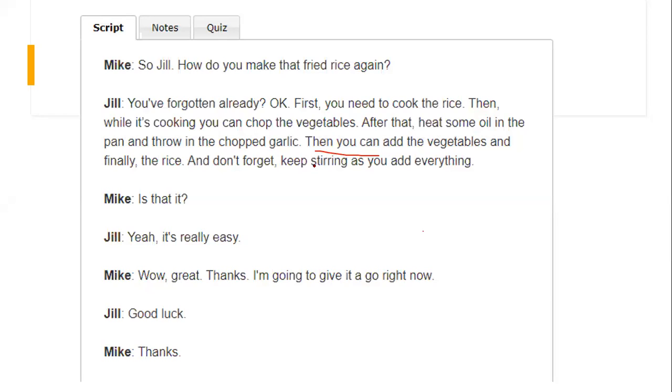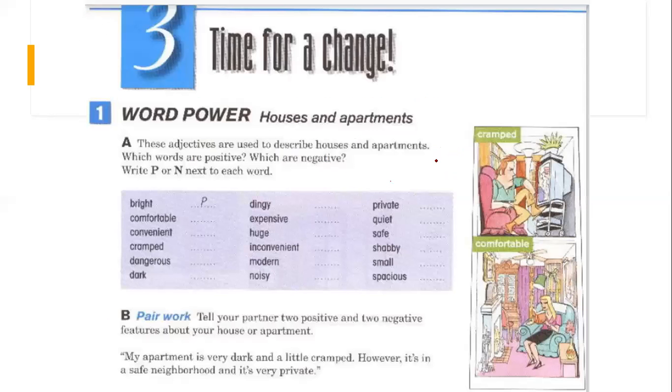This other one is stirring. Stirring is como menear, ¿verdad? Menear la comida, right? Stirring or batir, all right? And that's it. So let's move forward over here.